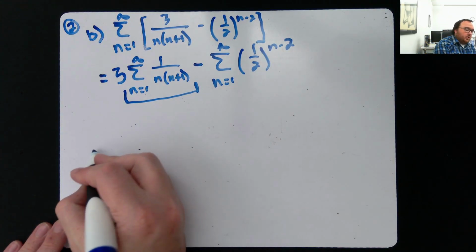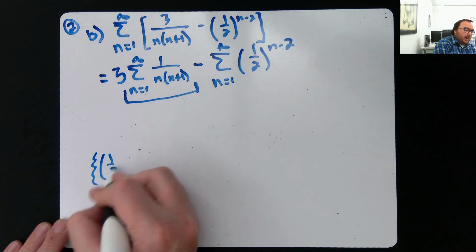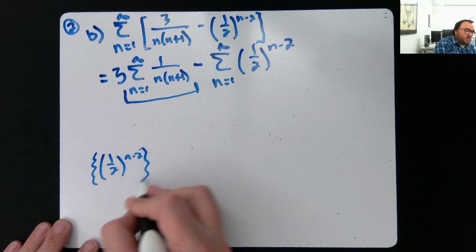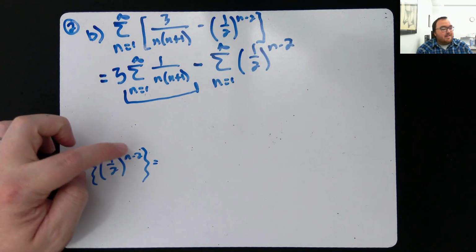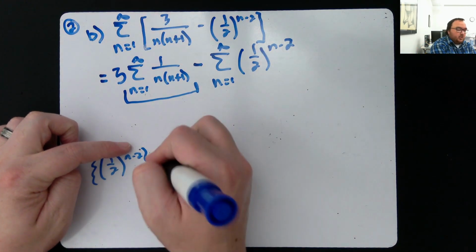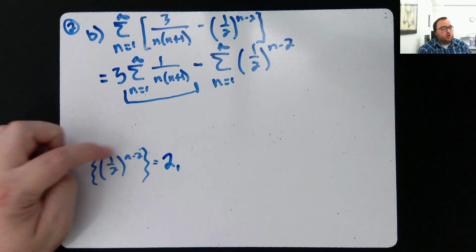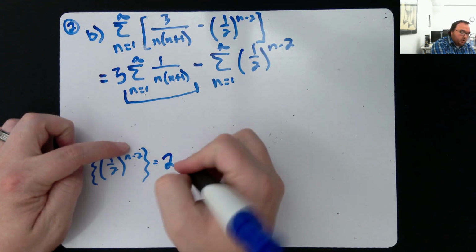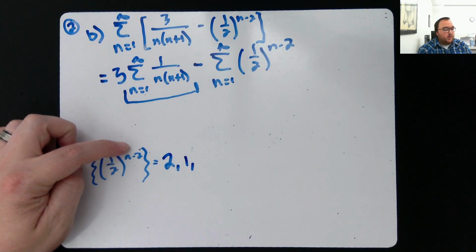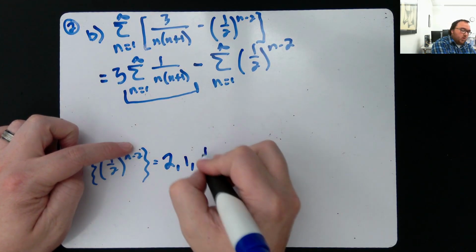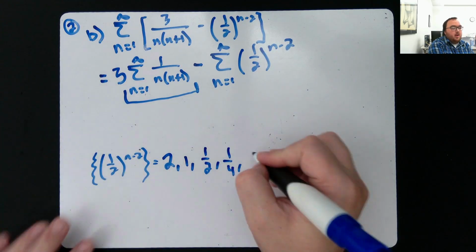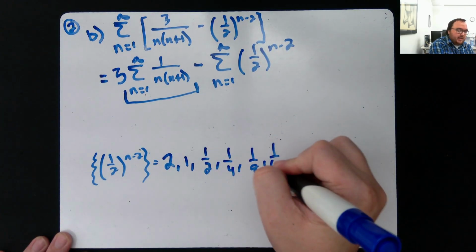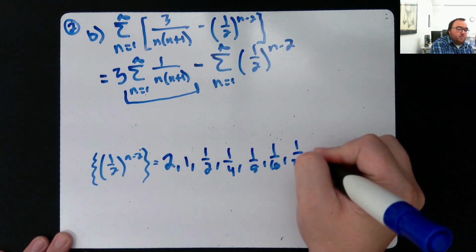So let's list all the terms in 1/2 to the n minus 2. Plug in a 1 first, that's 1/2 to the negative 1, that's 2. Plug in a 2, 1/2 to the 0 is 1. Plug in a 3, 1/2 to the first is 1/2. Plug in a 4, 1/2 squared is 1/4. And then it'd be 1/8, 1/16, 1/32, on and on.